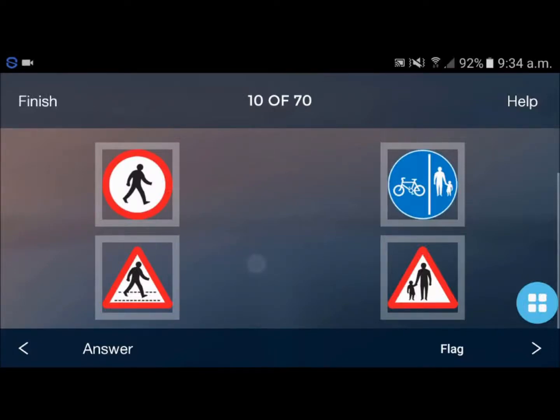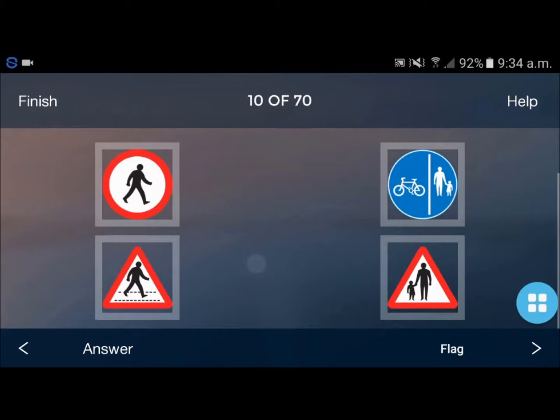Section 6. Vulnerable road users. Which sign means that there may be people walking along the road? And it is the red triangle with the adult and child.